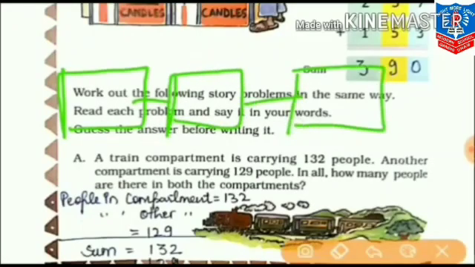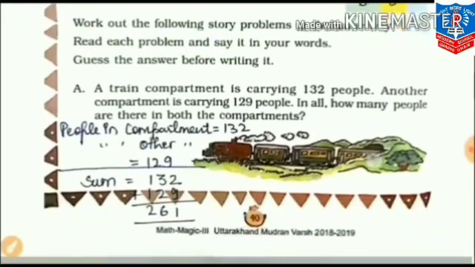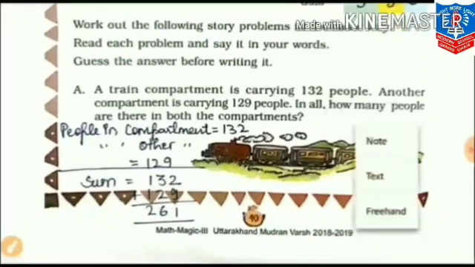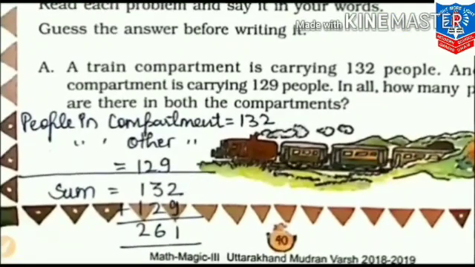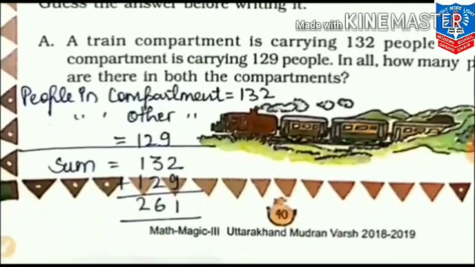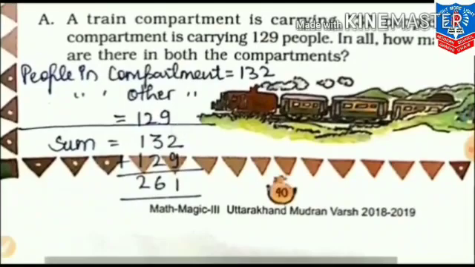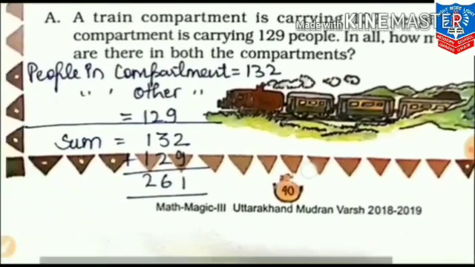Now these boxes जो है ट्रेन के पीछे देखो, उसको compartment कहते हैं. तो in first compartment it's carrying 132 people. In other compartment it is carrying 129 people. So when they are asking how many people are there in both the compartment, means it is plus. Okay. So you have to add people in compartment of both the train.